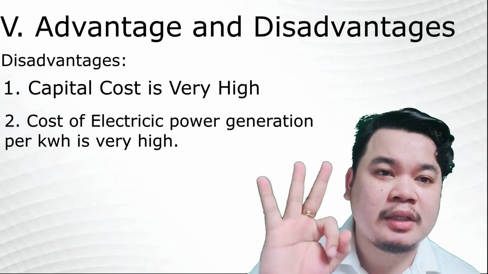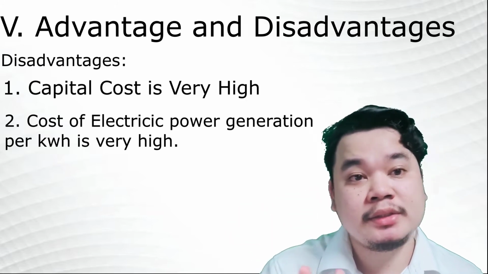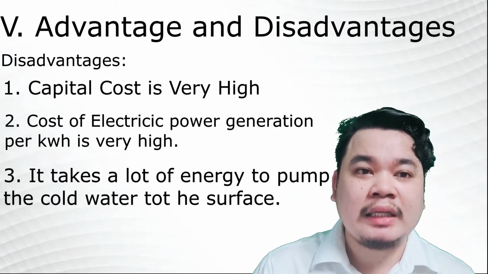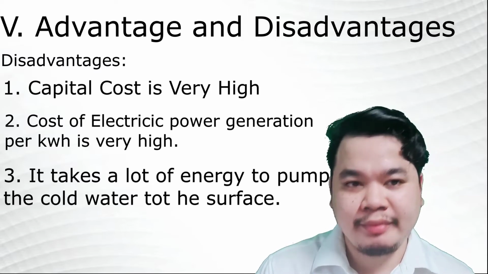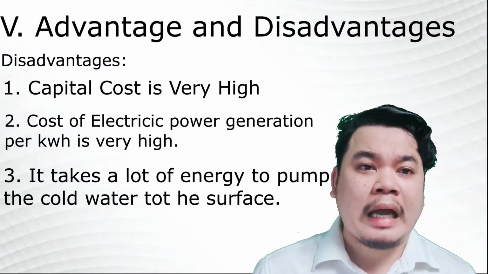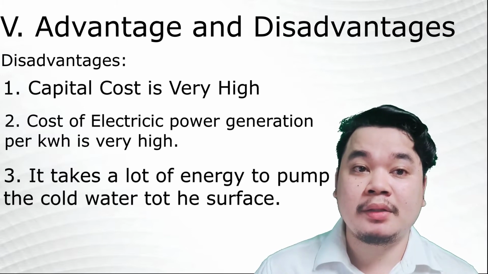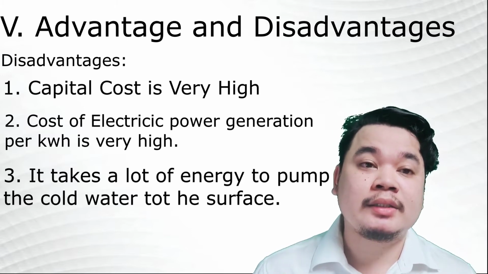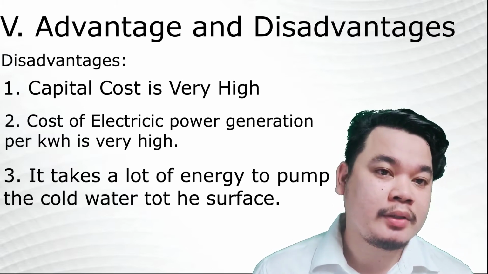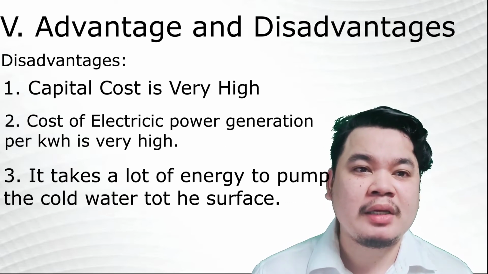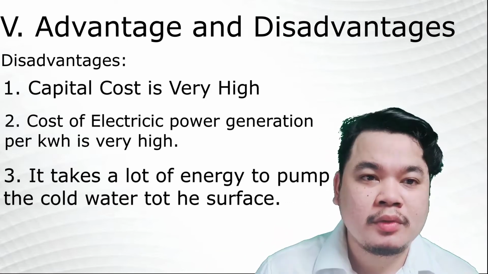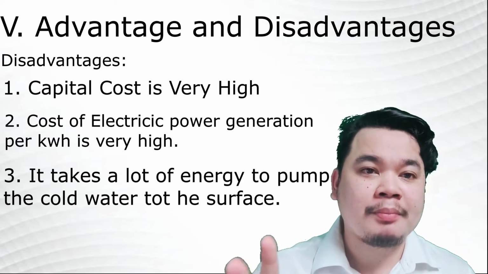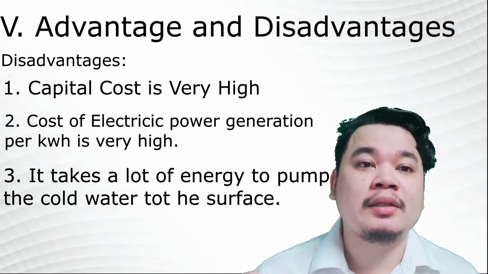The third disadvantage of OTEC is it takes a lot of energy to pump the cold water to the surface. Kung ang haba ng cold water pipe ay nasa at least 1,000 meter, ay kailangan mo rin syempre ng malaking pump para sa paghigop nito. So syempre kung malaking pump, malaki rin ang kuryente na nako-consume nito.